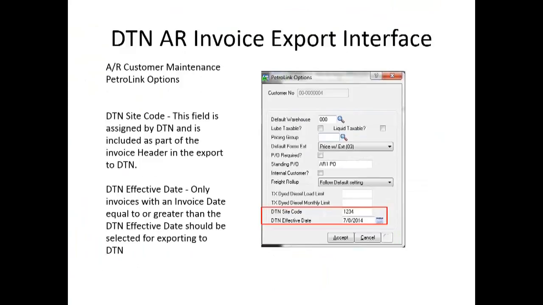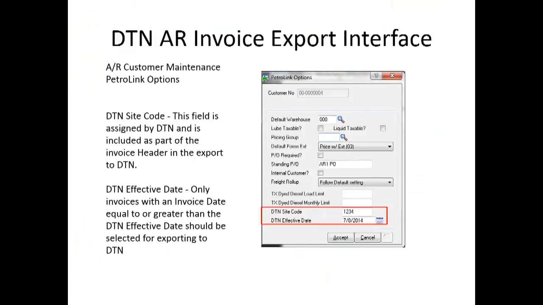Then in AR customer maintenance, there is a DTN site code, which is the way DTN identifies a particular customer. So each one of your customers will have a site code that will need to be keyed in that DTN would supply. And then there's an effective date. And the effective date is really just a cutoff point to say invoices equal to or greater than that date should be selected for exporting. So it's a way to limit the number of invoices that are going up, or say I don't want to pull every invoice for an account and those kind of things. So it's a way of sort of granularly controlling which ones go.